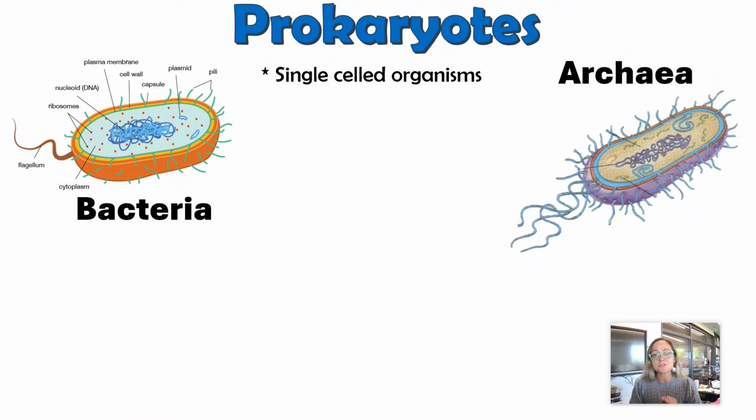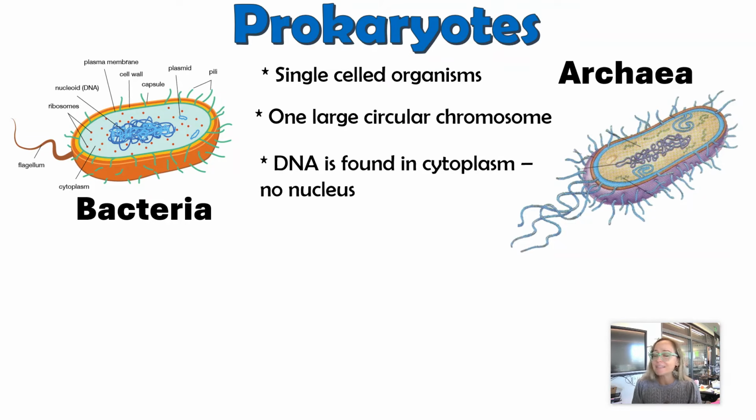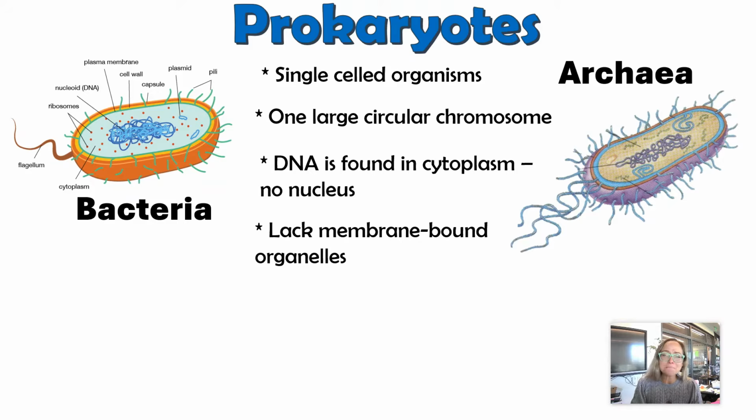So all prokaryotes are a single cell and they have one large circular chromosome floating in the cytoplasm. Their DNA is not located within a nucleus. They lack or don't have membrane-bound organelles. When we say membrane bound, what we mean is an organelle, let's take a lysosome, for example. The outside of that lysosome is composed of a lipid bilayer, the same material that our cell membranes are made out of. So prokaryotes lack membrane-bound organelles, and they have ribosomes.